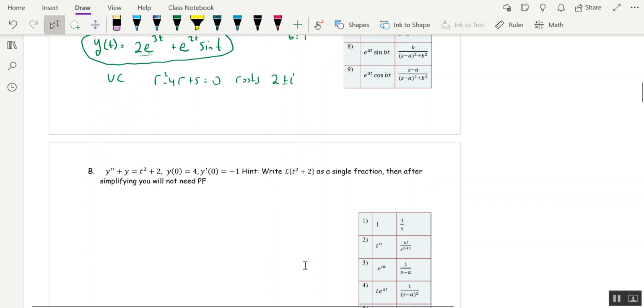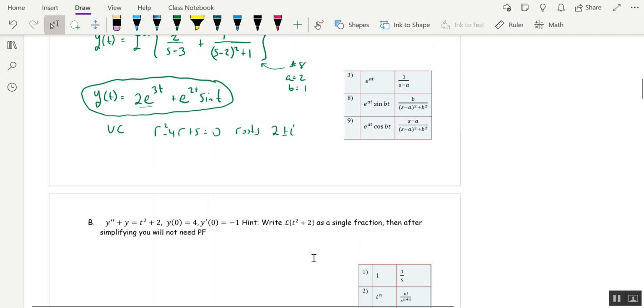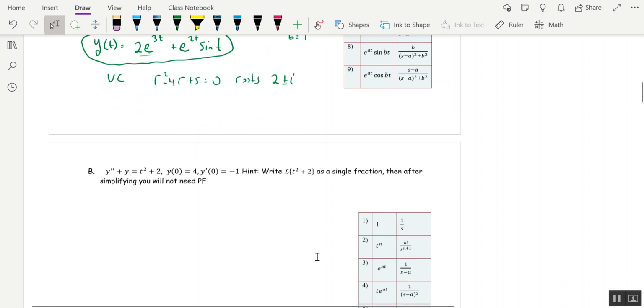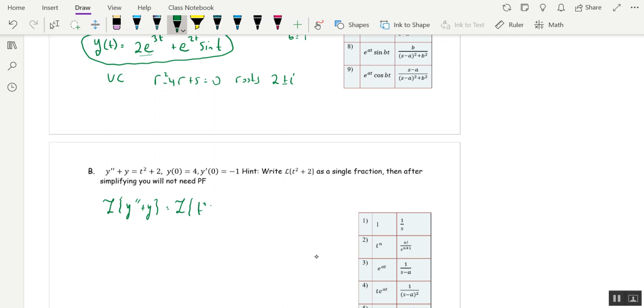Okay, I'm going to do two more with you and then talk a little bit about piecewise defined functions. This next one, there's another hint. If we write L of t squared plus 2 as a single fraction, we will not need partial fractions. So let's get started. I've got an abbreviated table on the left there. L of y double prime plus y is L of t squared plus 2.